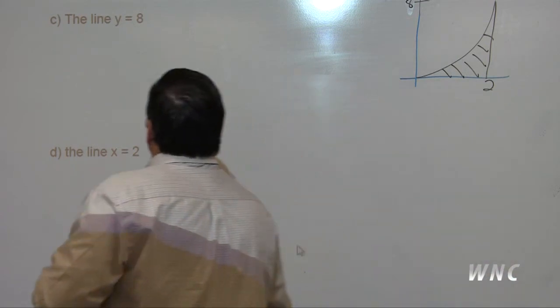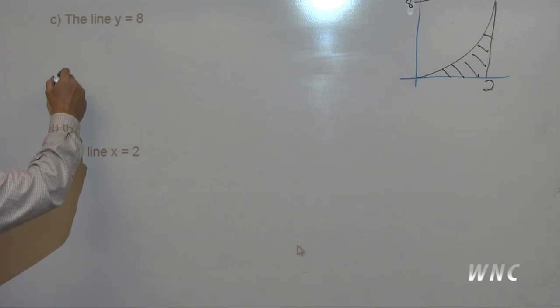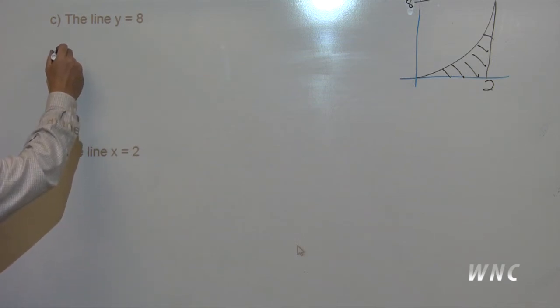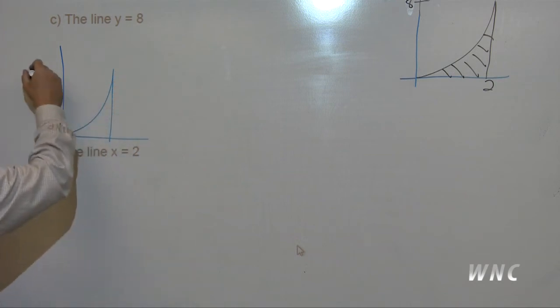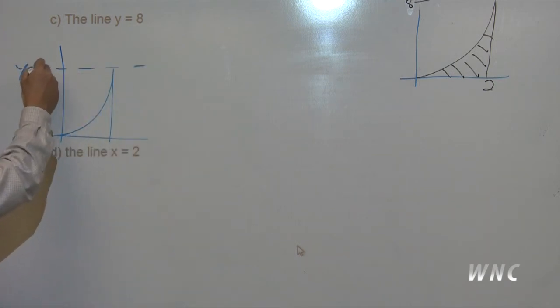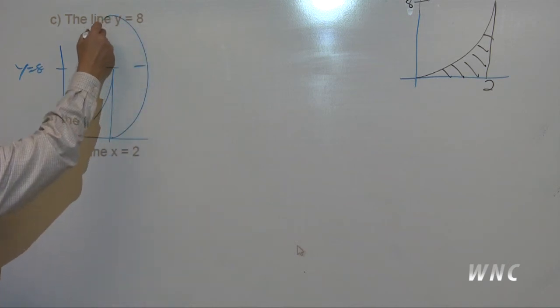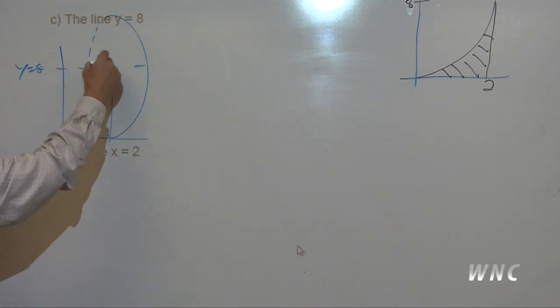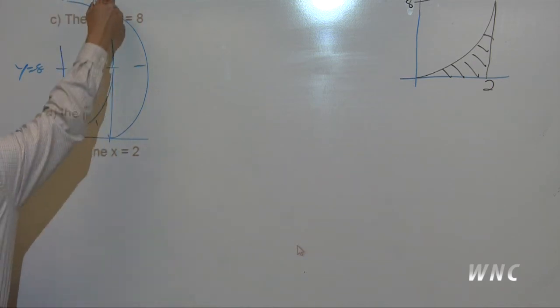Now, when we look at the one line y equals 8, what do we have? This is the line y equals 8 to the top of the shape. So that means the shape's going to be going around that. Kind of like that.